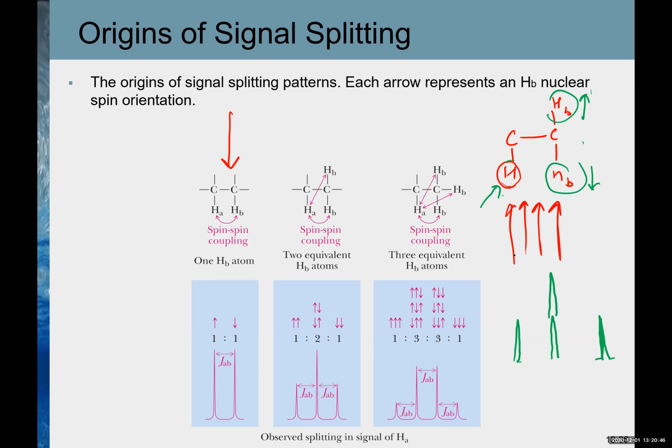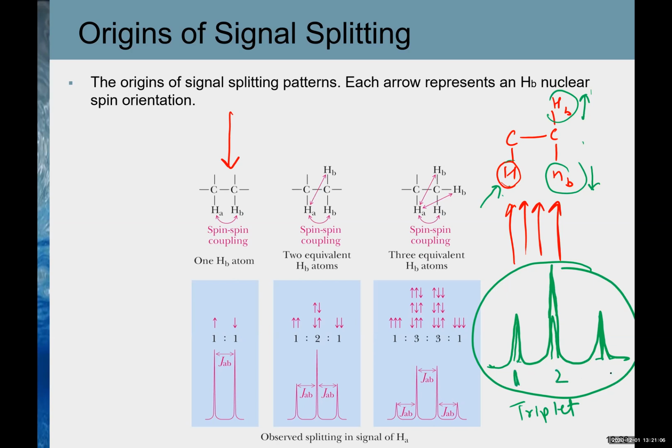So when all of these four cases are averaged out, our signal, the actual signal, will look like this. And what is this actual signal? Triplet. And where the intensity is 1:2:1, which means that the middle peak will be twice as much as higher than the side two intensities. Because for the middle one, there are two possibilities which give us the middle signal. Any question?